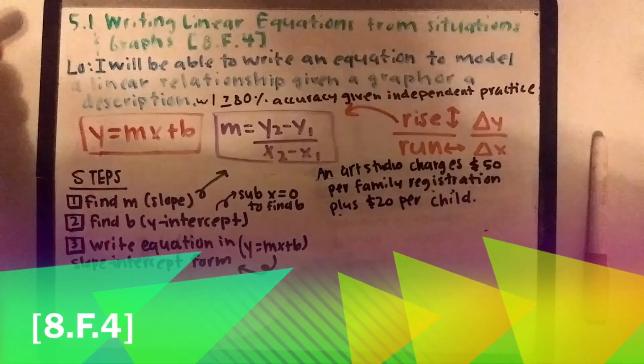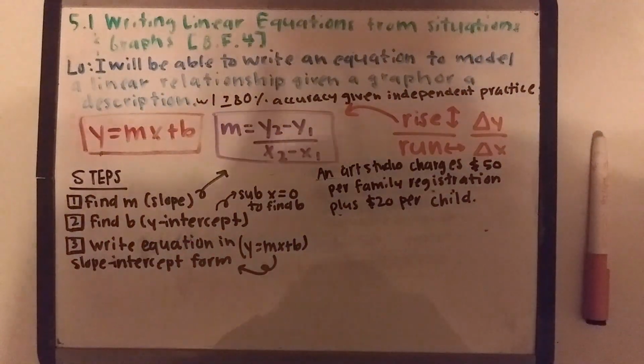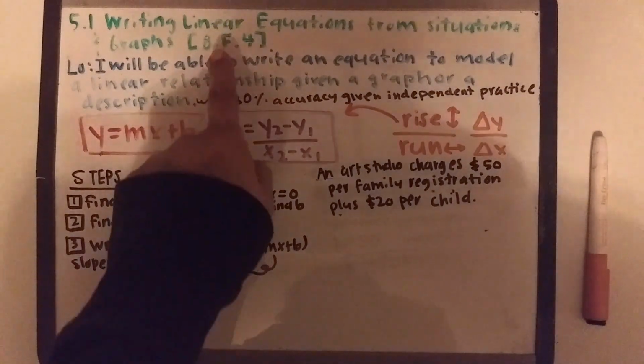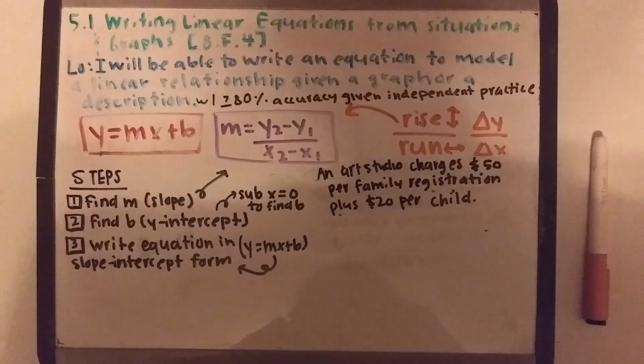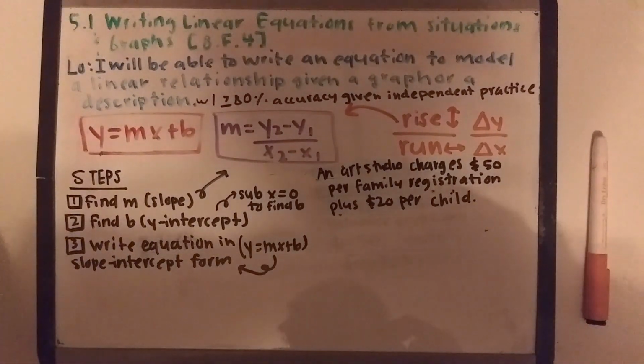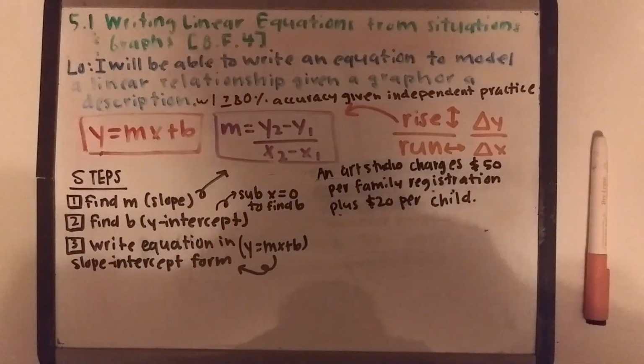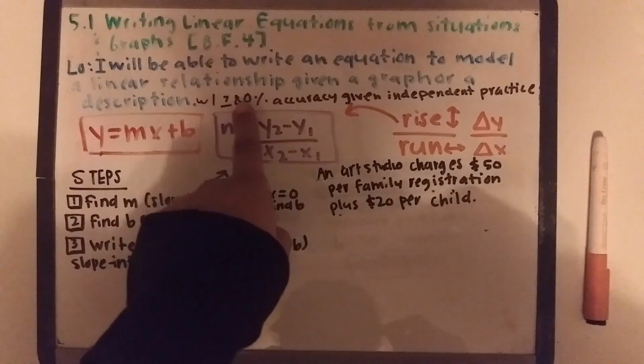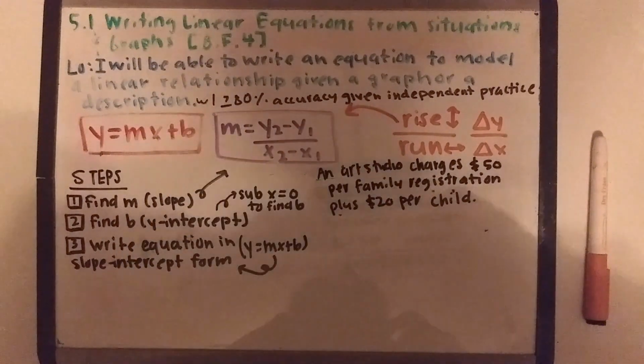Okay, so this is 5.1. We're going to be writing linear equations from situations and graphs. So that's your standard 8.3 functions, standard number 4. So your objective is to be able to write an equation to model a linear relationship given a graph or a description with at least an 80% accuracy given independent practice.